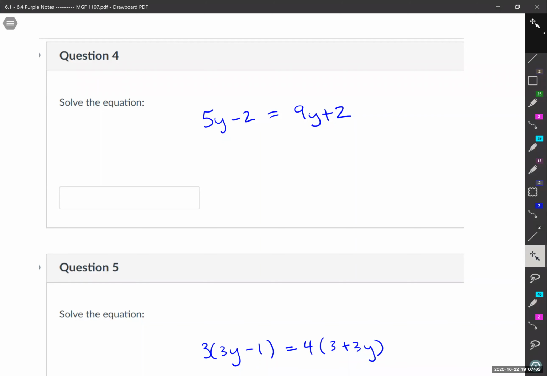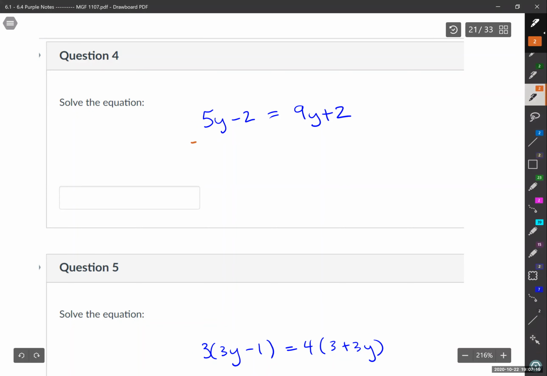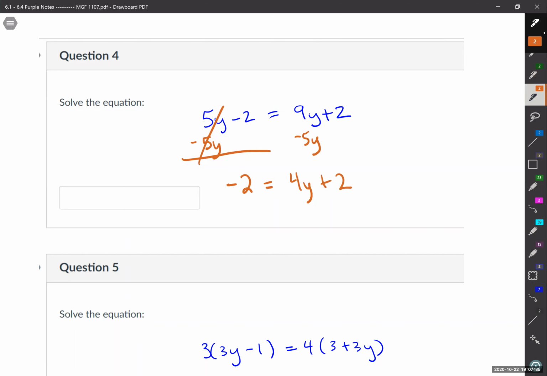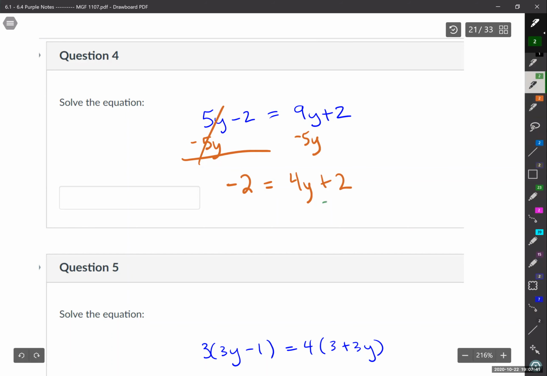Correct, Caitlin. That's right. Good job. So here I will move the 5y over. It's currently positive, so I'll subtract it because my goal is to get y's on only one side. That would leave a negative 2y on the left side. 9y minus 5y is 4y plus 2. Now that we've got the y's in a single place, we're acting as before. We want to get y by itself, so I will first subtract 2 from both sides.